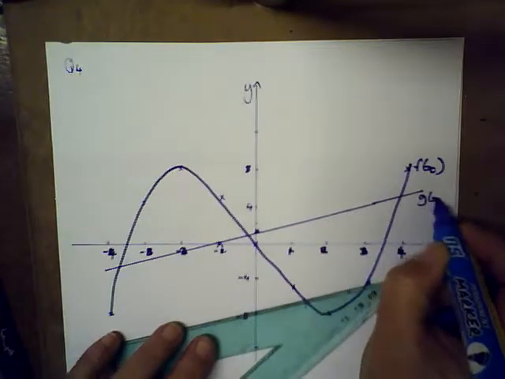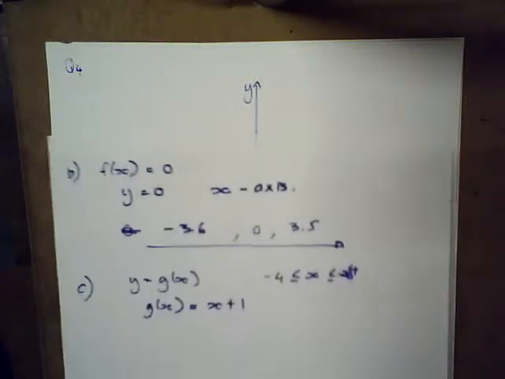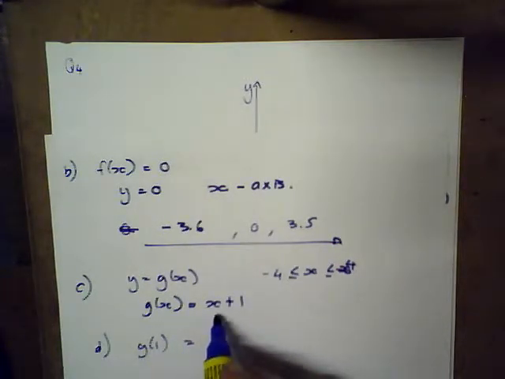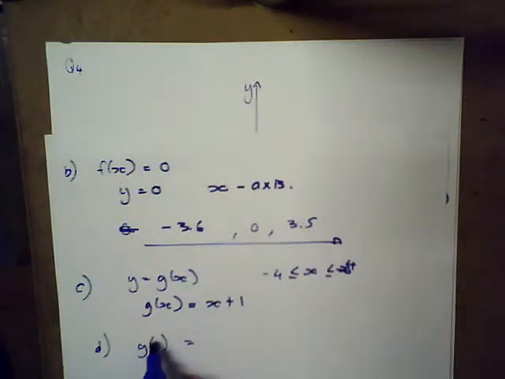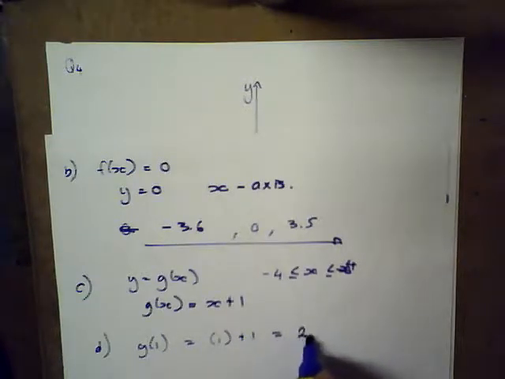And there you go, that's the function g(x). So I'm done with number C. Okay, then number D, they ask us, write down the following values. G(1). Well, we do know what g is. G is x plus 1. What it means is I'm going to substitute 1 into the place where there's an x. So it must be 1 plus 1. That will give us 2.